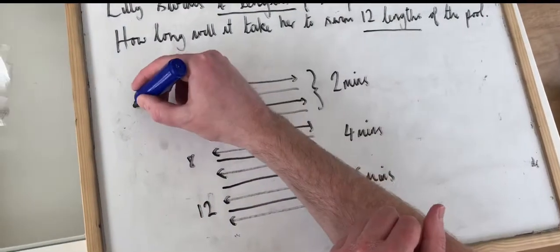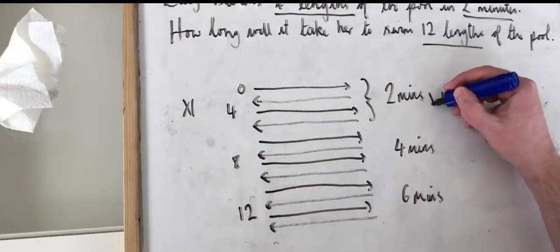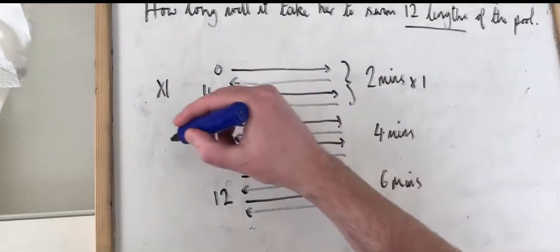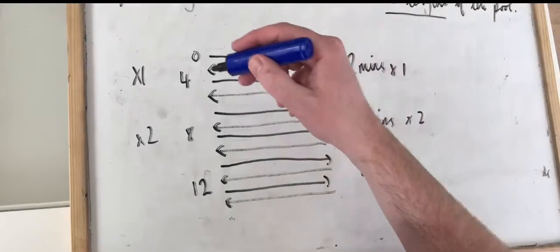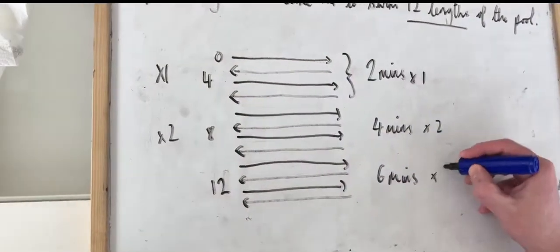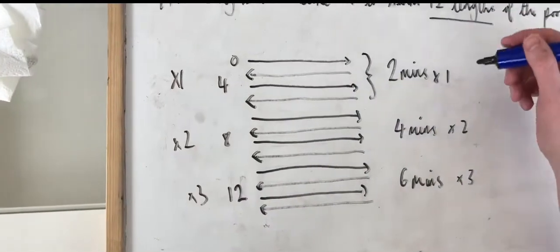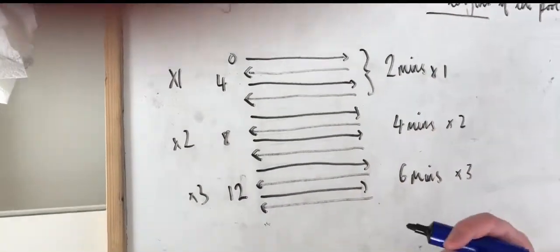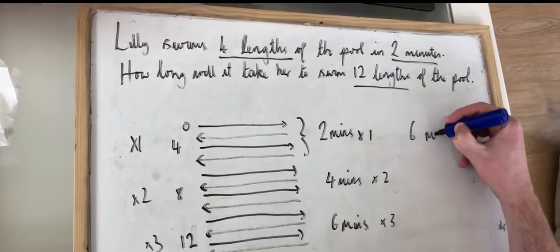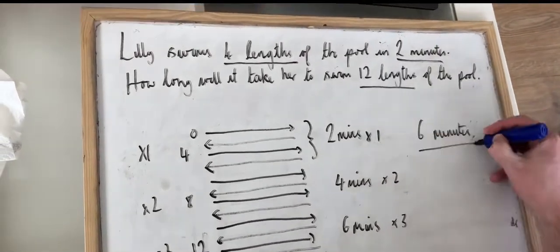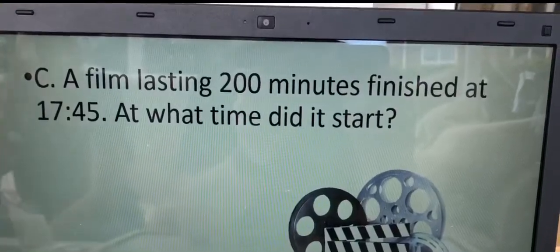So what we're doing on this side is timesing 4 by 1, and timesing 2 by 1. Times by 2: 2 by 2 is 4, 4 by 2 is 8. Times by 3: 4 by 3 is 12, and 2 by 3 is 6. So the answer is 6 minutes. Okay, everybody, and now the final one.